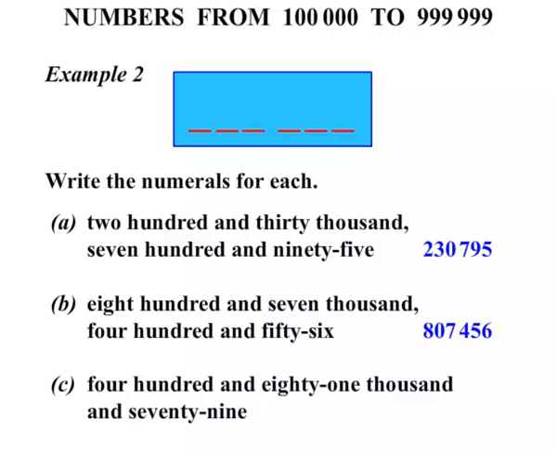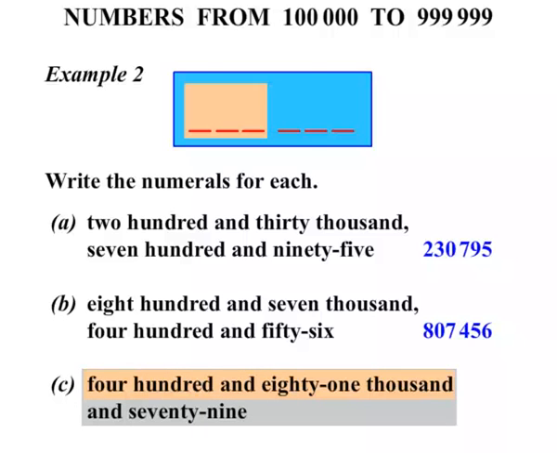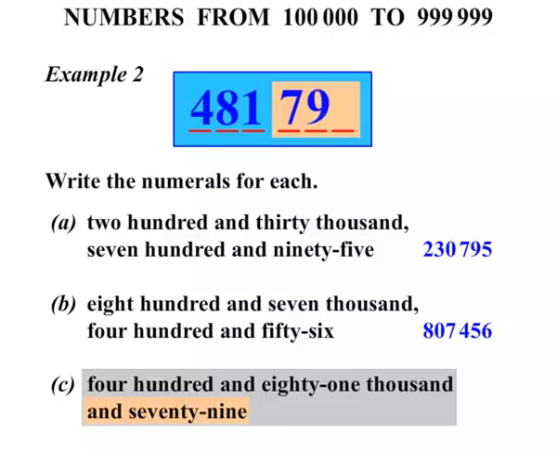Our final question, 481,079. Again, the first 3 digits, 481,000, we'll have 481. And then we have 79. So our last three digits, we need to write 79 there. Now, if we write it there, we mustn't have any gaps, so we're going to fill up the gaps with zeros.